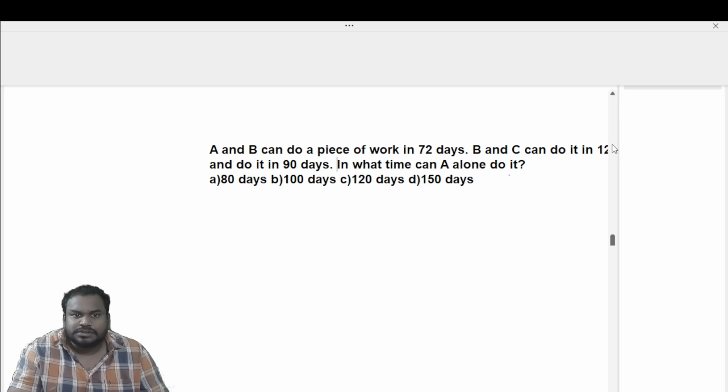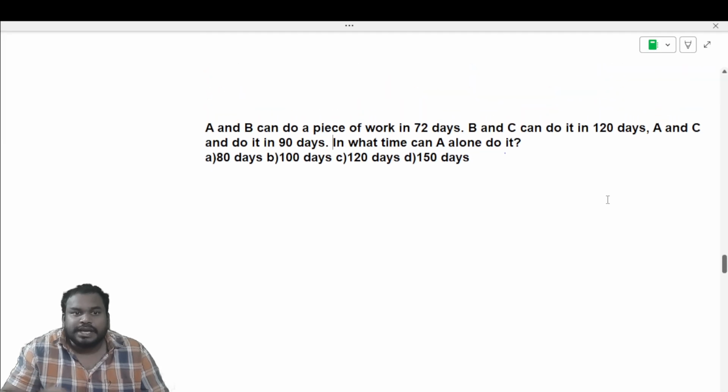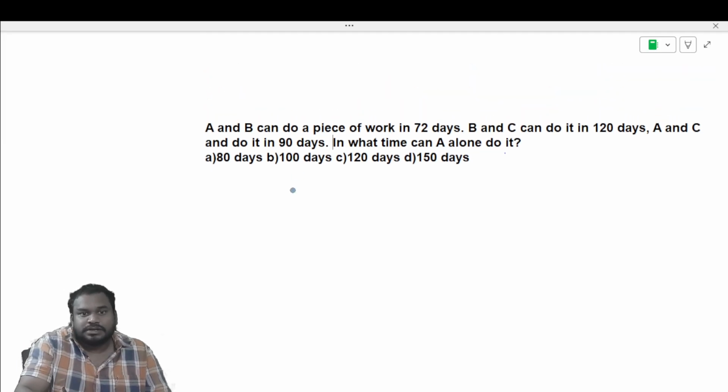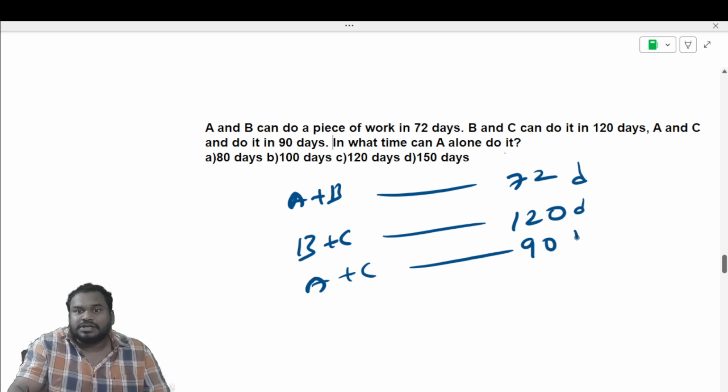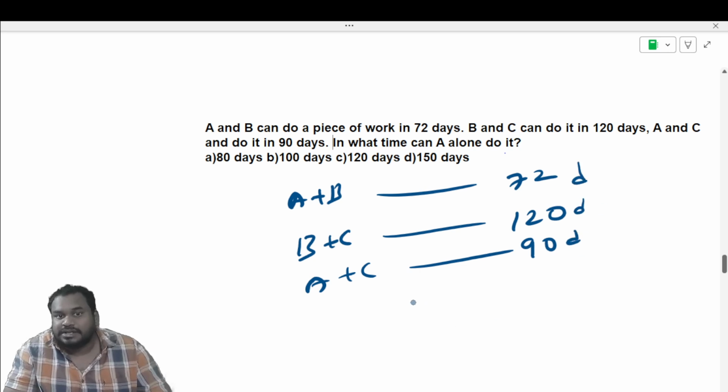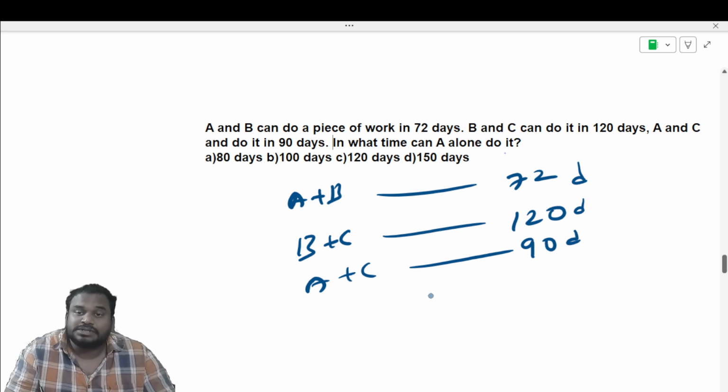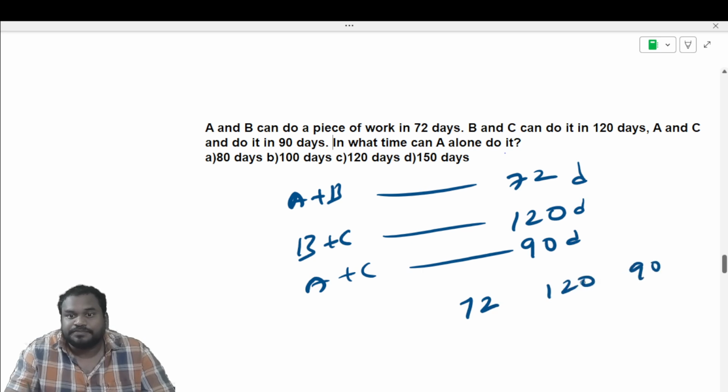So next question. A and B can do a piece of work in 72 days. So A plus B is 72. B and C, that is B plus C, in 120 days. And A and C in 90 days. If they do the work like that, then in what time can A alone do it? That is the question. See, for this, I'll take the LCM of all of them: 72, 120, 90.